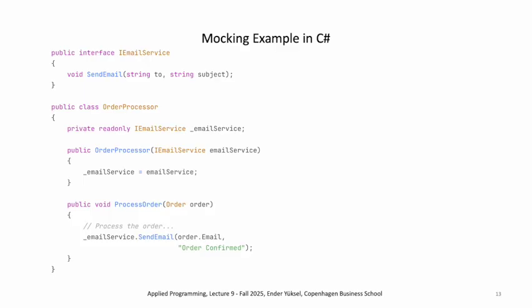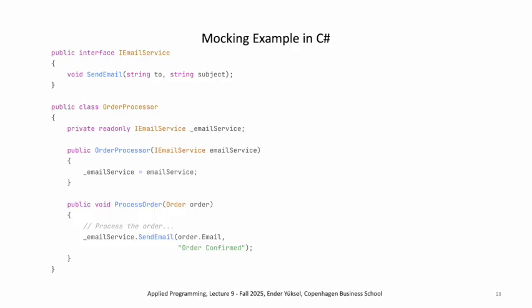In real code, you would have a concrete email service that actually sends emails via SMTP or an email API. But for testing, we will use a mock. Next, look at OrderProcessor. It receives an email service through its constructor. This is called dependency injection. Instead of OrderProcessor creating its own email service internally, which would tightly couple it, we pass the service in. This makes OrderProcessor testable because we can pass in either a real email service or a mock.